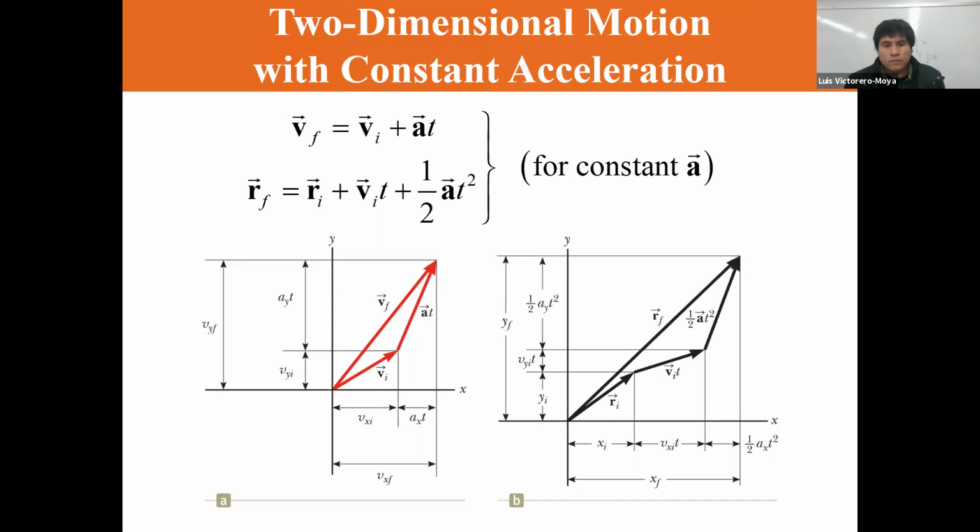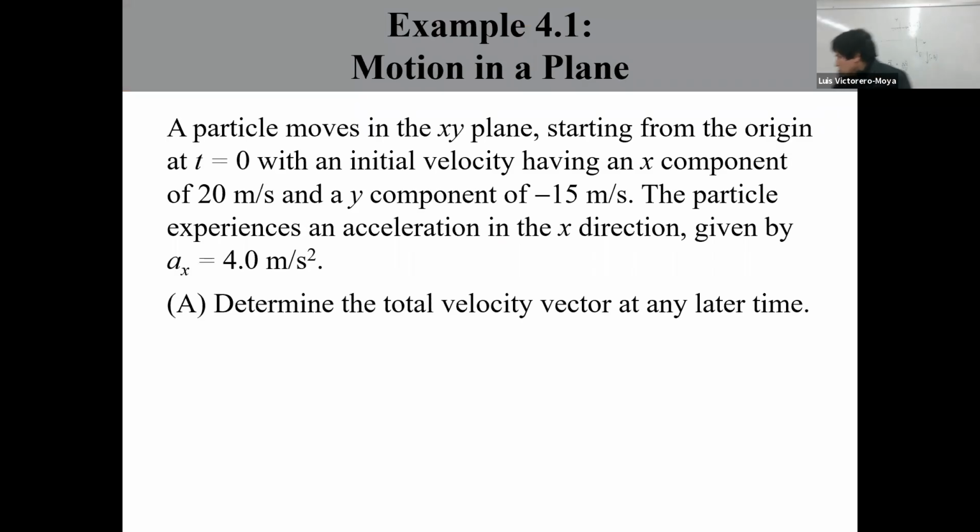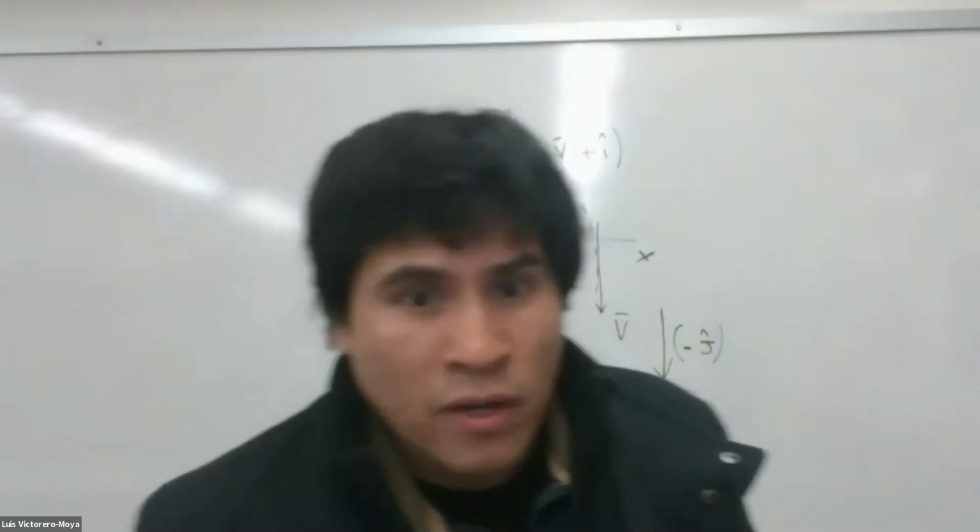There's a problem. A particle moves in the XY plane starting from the origin at t equals 0, with an initial velocity having an x component of 20 and a y component of minus 15 meters per second. The particle experiences an acceleration in the x direction given by 4 meters per second squared. So we're going to find several values or parameters as a function of that. So let's draw this problem on the board. So 20x minus 15y.